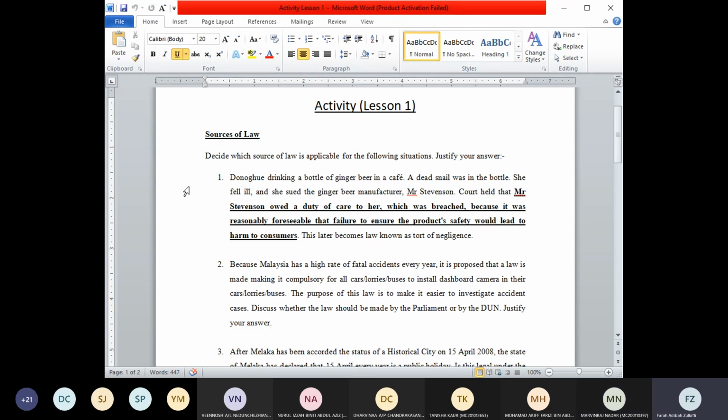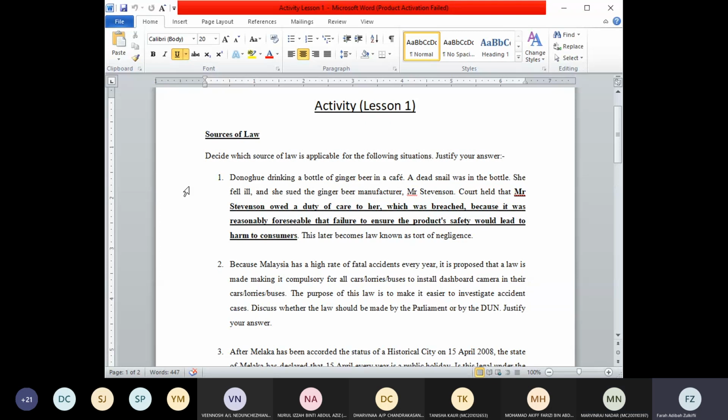So this one falls under the category of judicial decisions. It also falls under the category of English law, because this is a very old case which happened before the cut-off date. So you can use both sources of law to answer that question. Okay, that is for question 1.